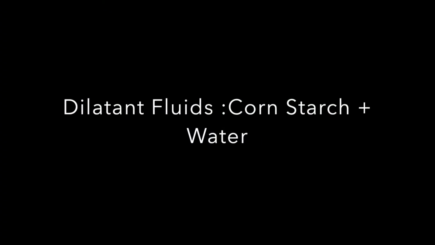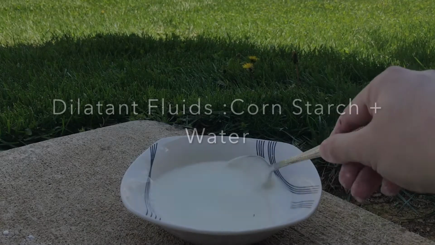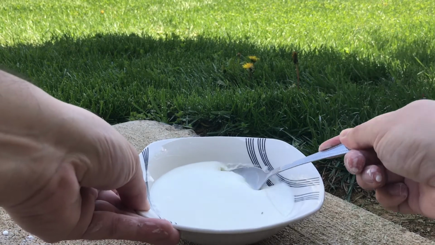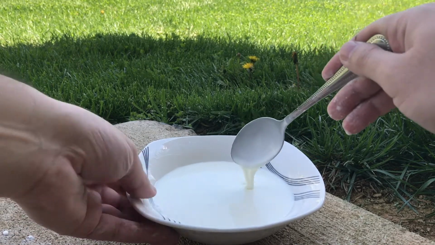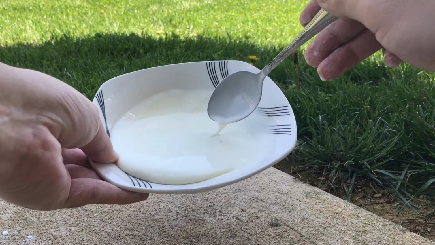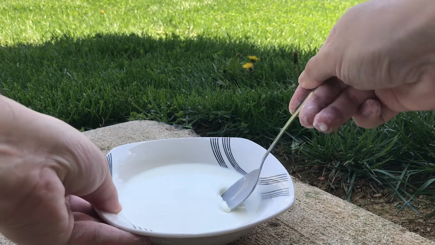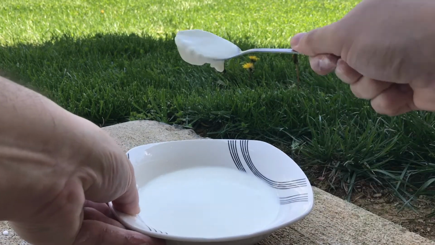A mixture of cornstarch and water becomes a dilatant fluid, a non-Newtonian fluid that when force is applied, its viscosity increases. It behaves like a fluid when minimal force is applied, but when I hit it harder with a spoon, it behaves like a solid.